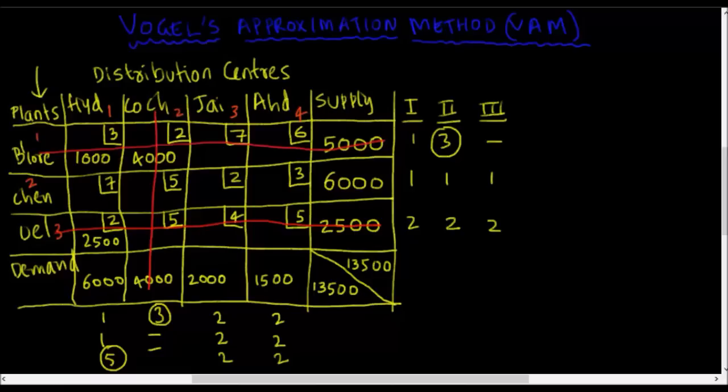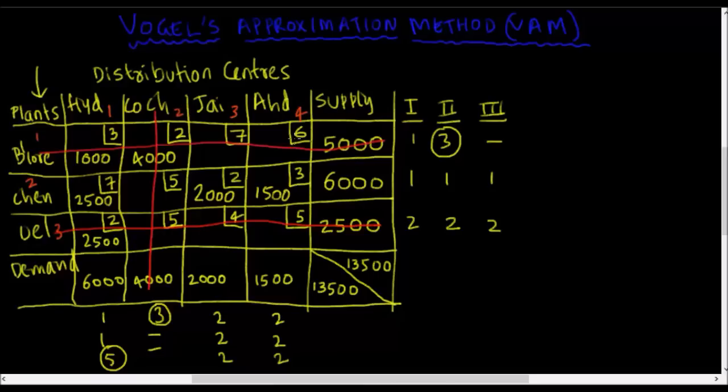The balance remaining units happen to be 6,000 units. The least cost route is this one, so I'll fill 2,000 units here. The next least cost route is 3 here, 1,500 units, and the balance I'll ship, 2,500 units, here. So this is 6,000. Check for rim requirements. Rim requirements means the requirements of distribution centers and supply should be matching. So 4,000, 4,000, 2,000, 2,000, 1,500, 1,500, 6,000 this side, 6,000 this side, 5,000 this side. So the rim requirement is met.